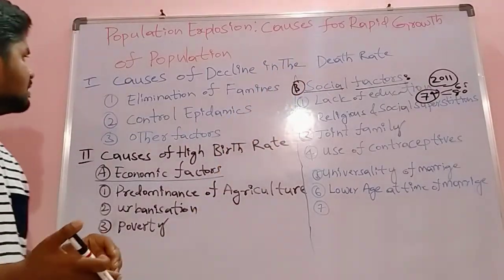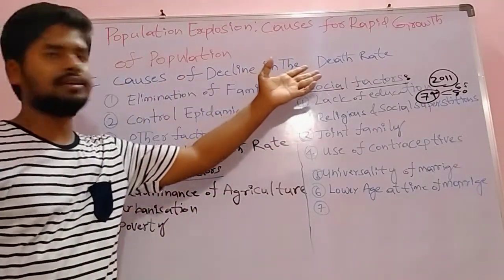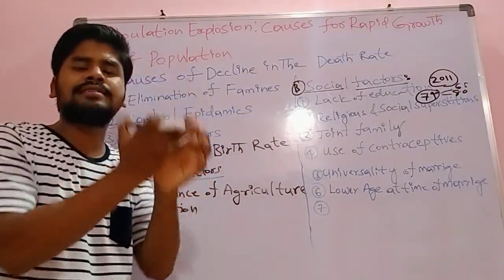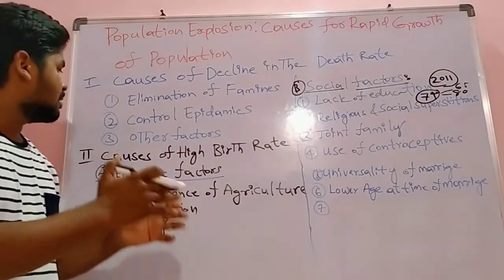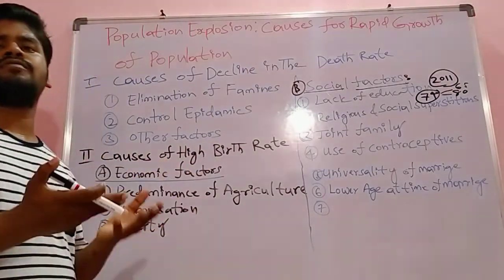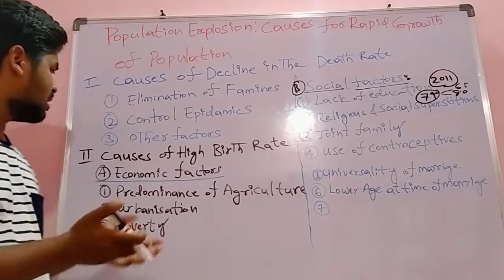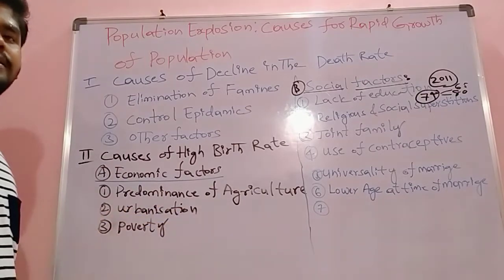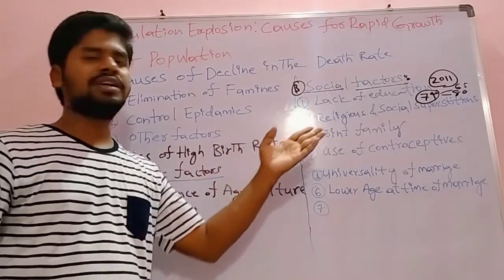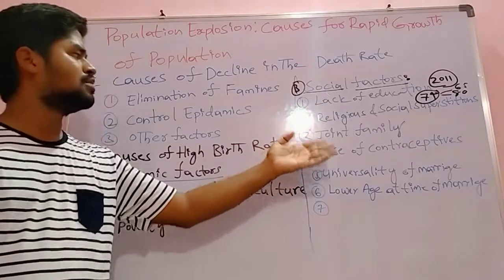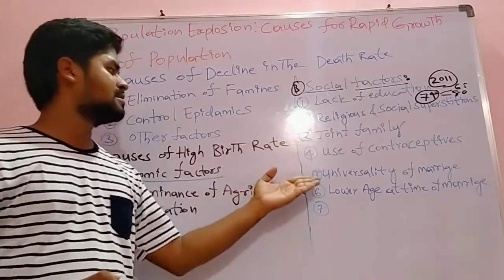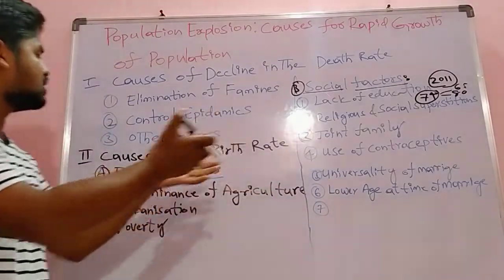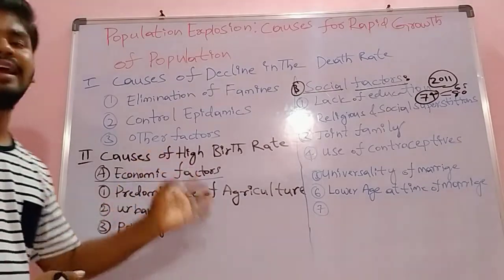What are the factors? There are causes of a declining death rate, which means the population is steadily decreasing, but the birth rate is increasing very fast. Right? Why? Because there are a number of economic problems and social factors: predominance of agriculture, urbanization, poverty, lack of education, religious superstitions, joint family, use of contraceptives, universality of marriage, and lower age at the time of marriage. So these are the social and economic factors which enhance the birth rate.